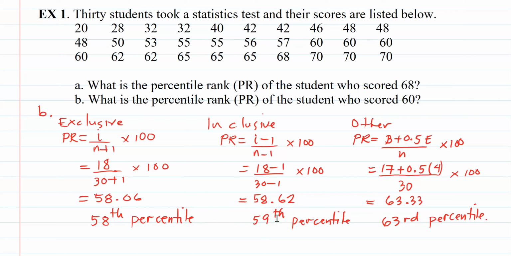But it is also okay if you are asked to find the percentile rank using two decimal places. If that's the case, using the exclusive method, it will be 58.06 percentile rank. Using the inclusive method, it will be 58.62 percentile rank. And using the other method, it will be 63.33 percentile rank. So those are the numbers if we use two decimal places.